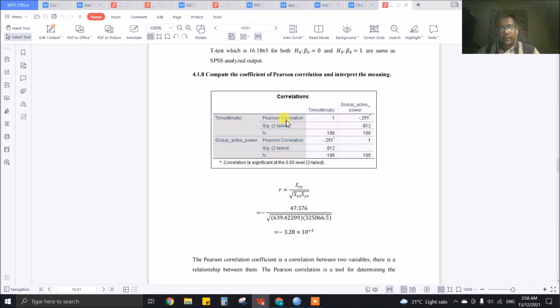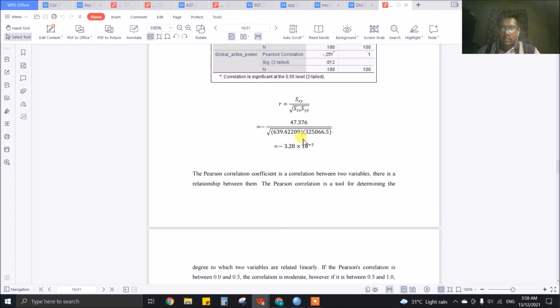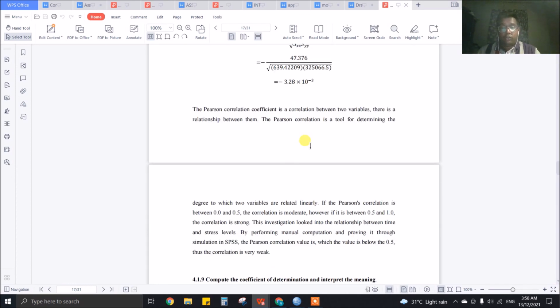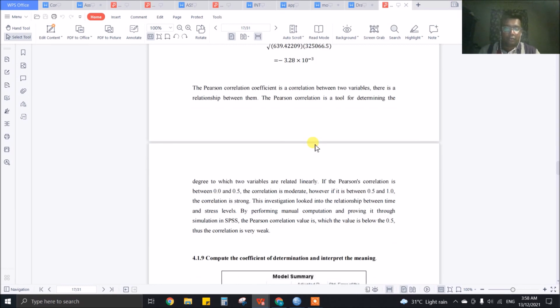Let's interpret the meaning behind the Pearson correlation coefficient. This is the formula and the calculation involved in the Pearson correlation. We have obtained the value of negative 3.28 exponent negative 3. The Pearson correlation coefficient is a correlation between two variables, so there is a relationship between them. It is a tool for determining the degree to which two variables are related linearly. If the Pearson correlation is between 0 to 0.5, the correlation is moderate. However, if it is between 0.5 to 1.0, the correlation is strong.